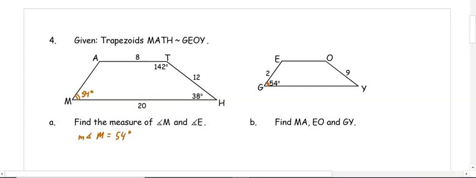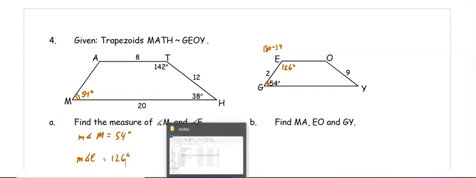In order to find the measure of angle E, we know in a trapezoid that we have two parallel sides. So we know that E and G have to be supplementary angles. So we can get the measure of angle E by subtracting from 180. So 180 minus 54 gets us 126 degrees.